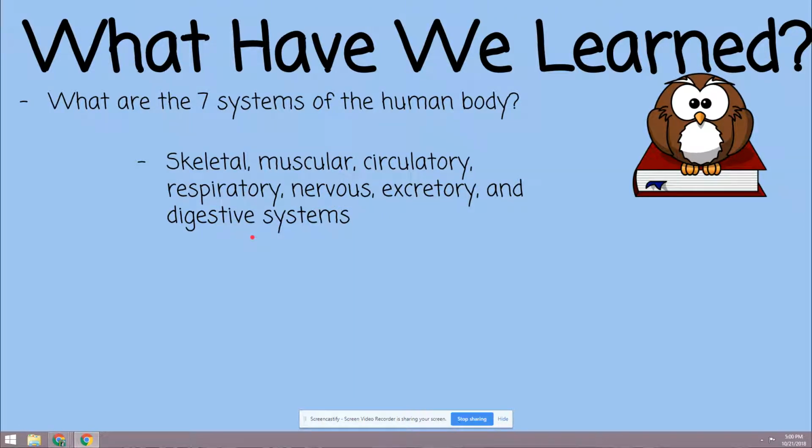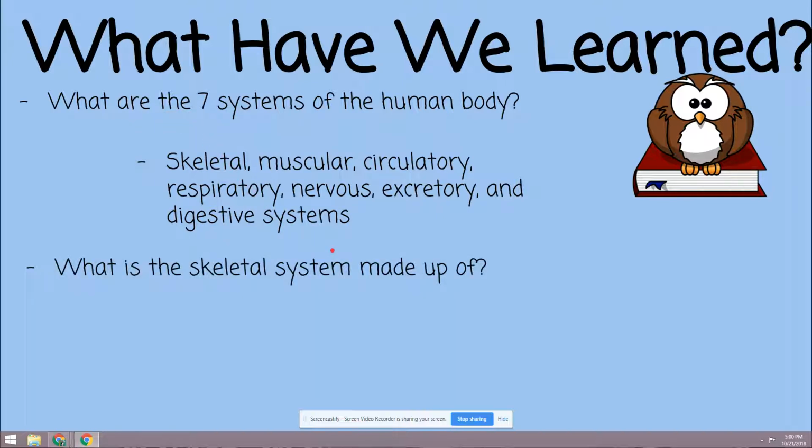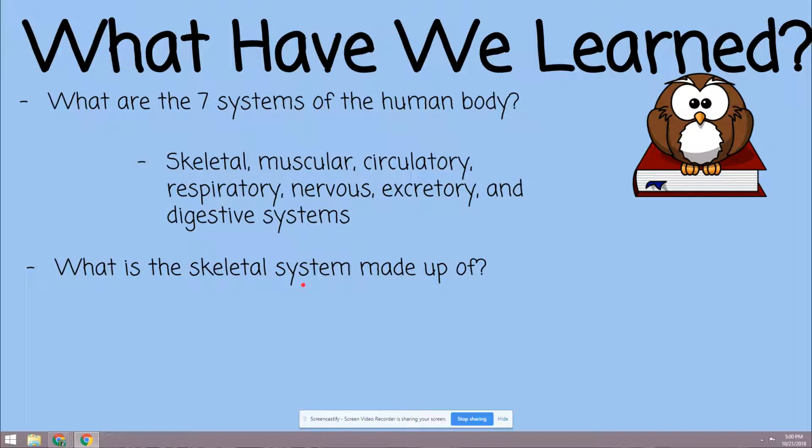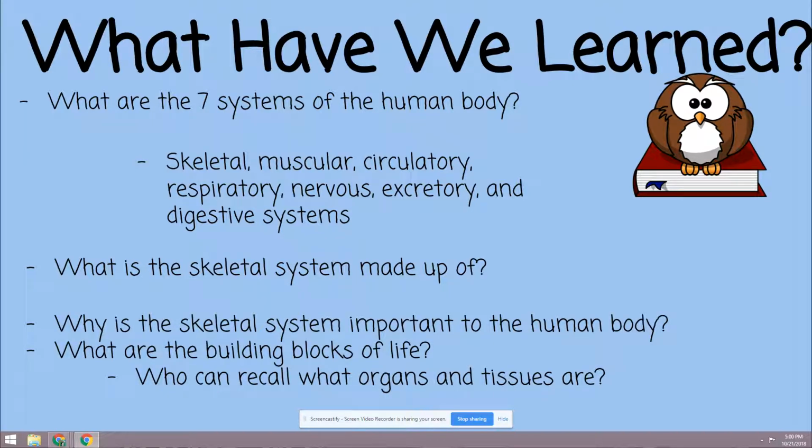If you did Core Knowledge in first grade, you learned about 3 of those, and now we are learning about the rest. So we have learned that there are 7. Does anyone remember what the skeletal system is made of? So the skeletal system is actually made of your bones, or the skeleton. And why is the skeletal system so important to the human body?